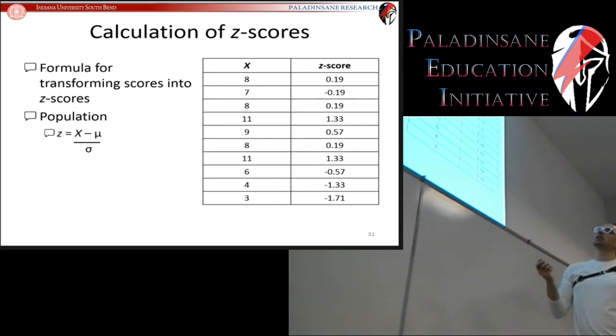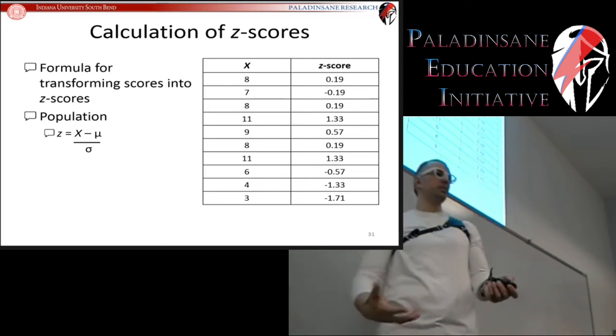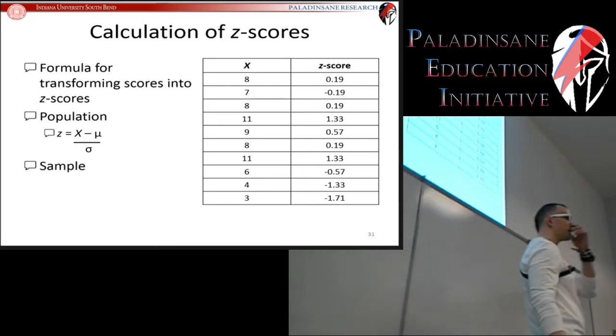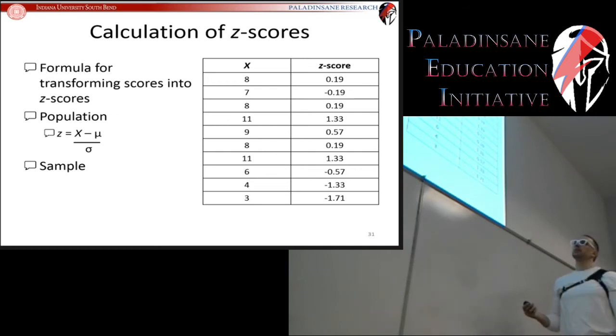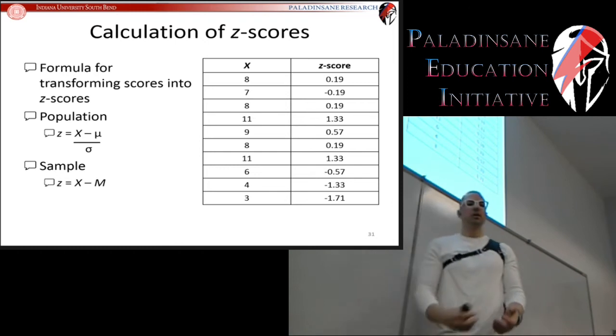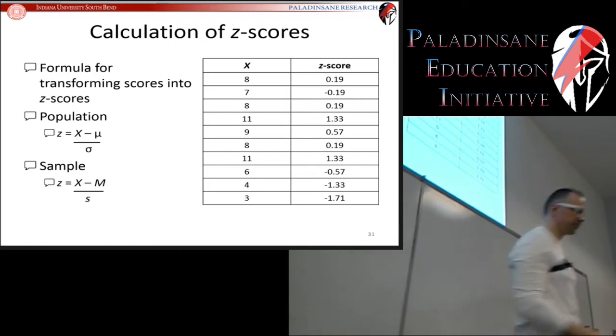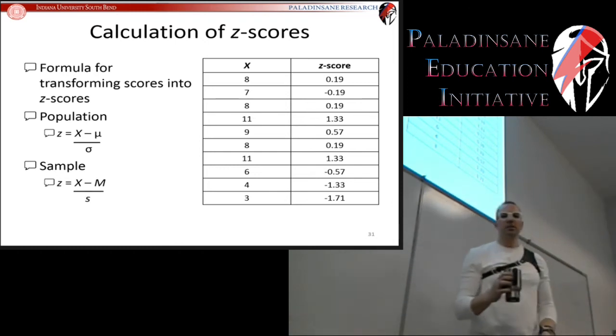So that's what it looks like for a population. If you're dealing with a sample, which is what you will mostly be dealing with, same exact structure, we just have to use the sample statistics. So a z-score equals your raw score minus the mean of your sample. So once again, deviation divided by the standard deviation of a sample. All right, so that's the formula.